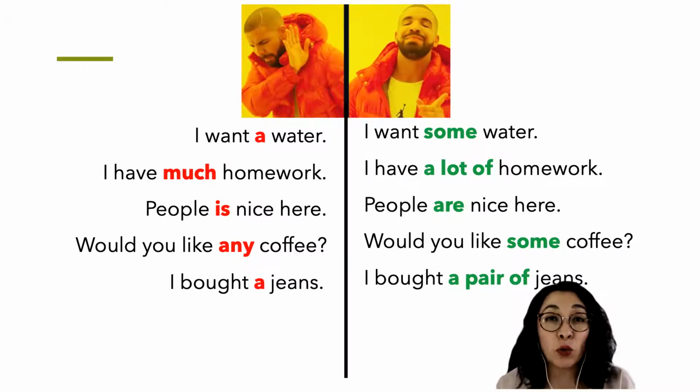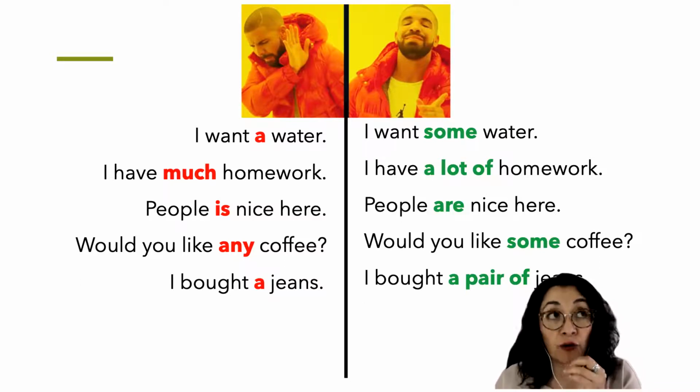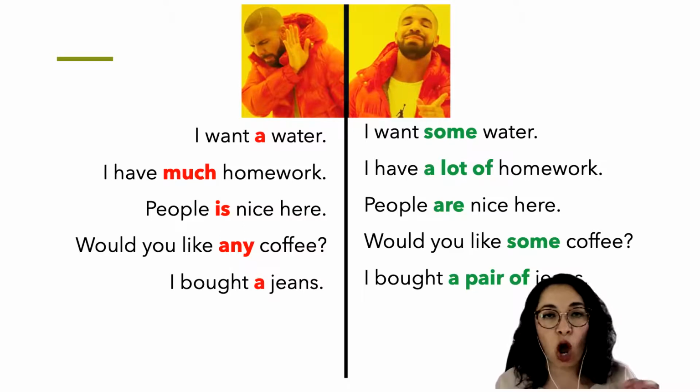People is the plural form of the singular noun person. One person, two people, three people. So people is the plural of a countable noun. People is nice is wrong. People are nice, that is correct.